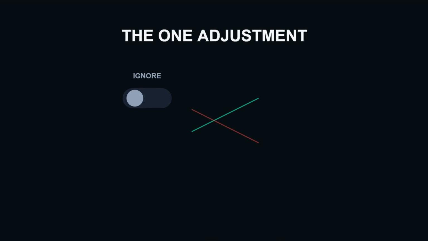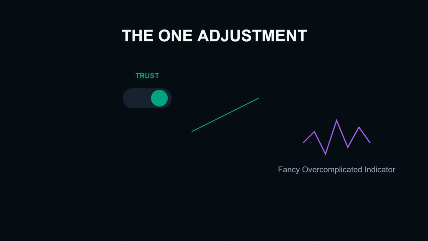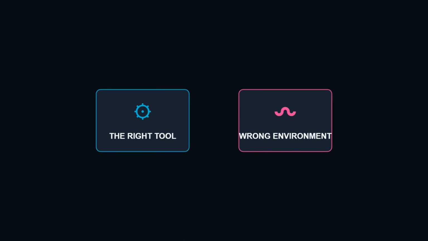This one adjustment, simply knowing when to trust an indicator and when to ignore it completely, prevents more losing trades than switching to a fancier indicator ever will. Because the problem was never the indicator. It was using the right tool in the wrong environment. But this is just one small example of the many different techniques that go into building profitable trading strategies. There are plenty of other concepts just like this.